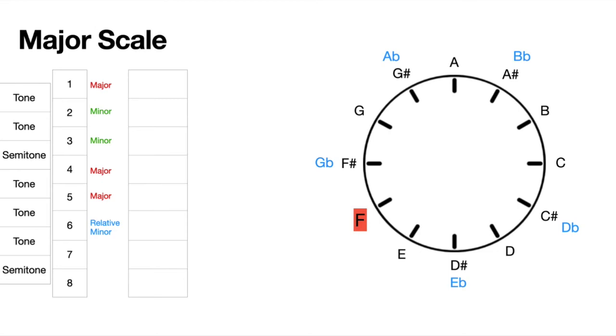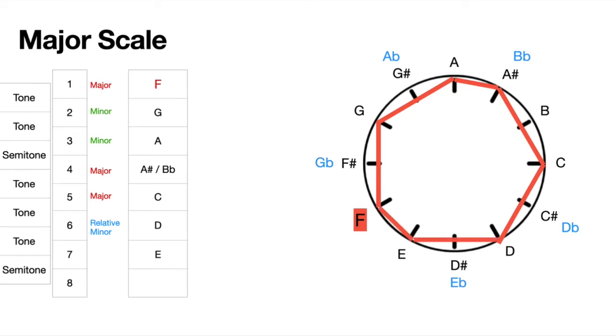Right, the key of F is also very popular. F to G, G to A, semitone to either A sharp or B flat. I think you know it's a B flat. Then tone, tone, semitone gives us C, D, E, and F. So make it a B flat. The main chords are F, B flat, and C, and the minors are D minor, which is the relative minor to F, G minor, and A minor.